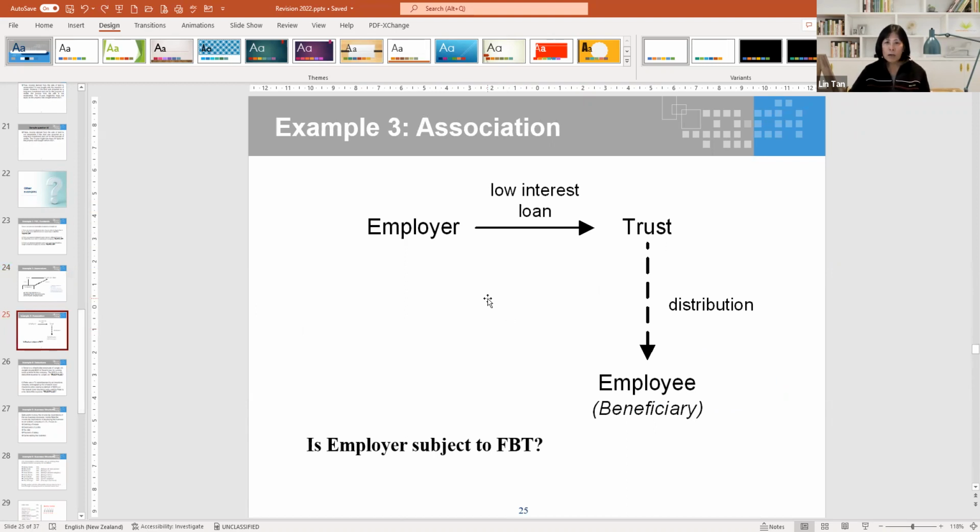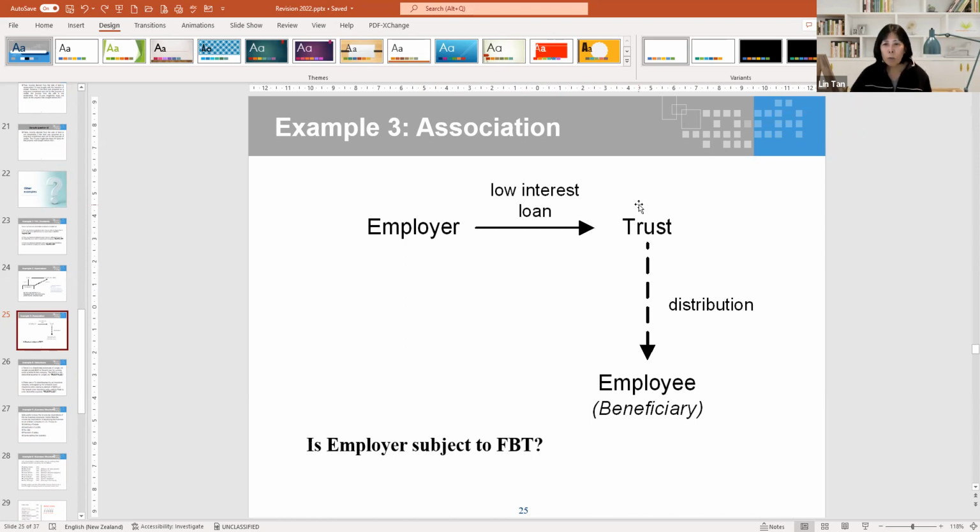If I change the scenario a little bit, now we're looking at FBT rules, where you have an employer and an employee here. But the employer, instead of providing the benefit to the employee direct, actually provides the benefit to the trust, right? So is the employer subject to FBT? Well, you have an employer-employee relationship here, but the loan is not provided to the employee, it's provided to the trust.